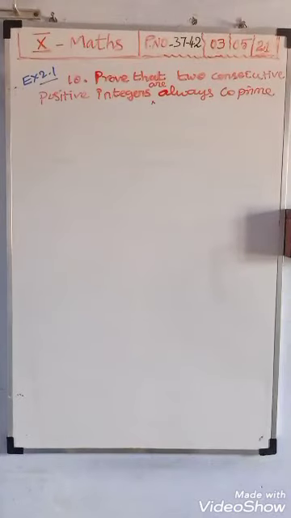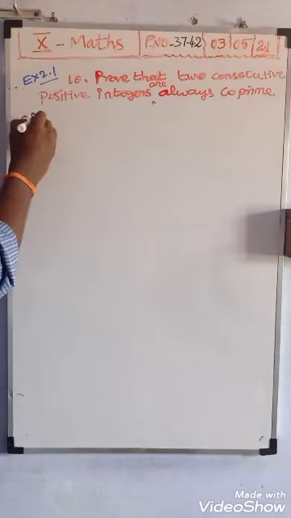See the next question. Prove that two consecutive positive integers are always co-prime. Two consecutive positive integers are always co-prime, we want to prove. For that, first we want to know what is co-prime. You know prime numbers. Next, what is co-prime, you want to know.